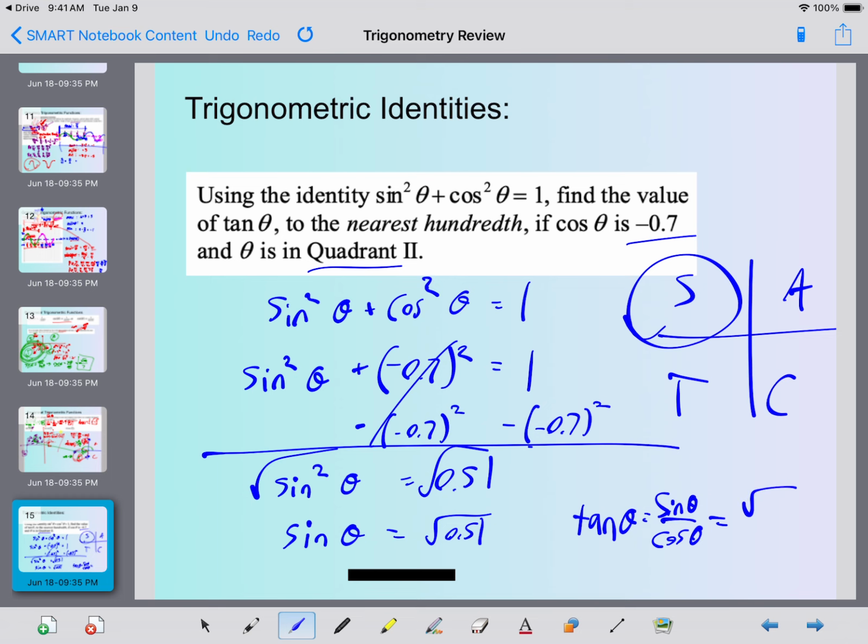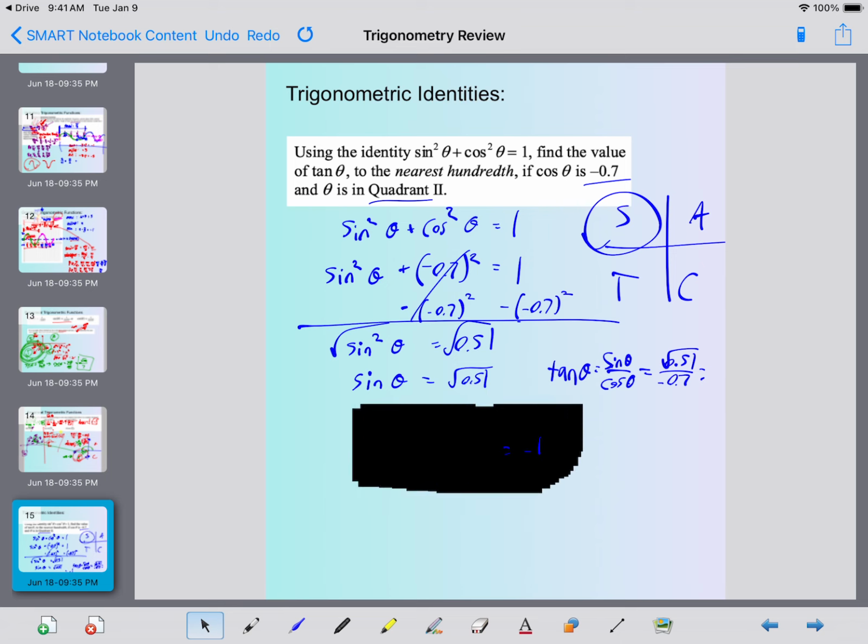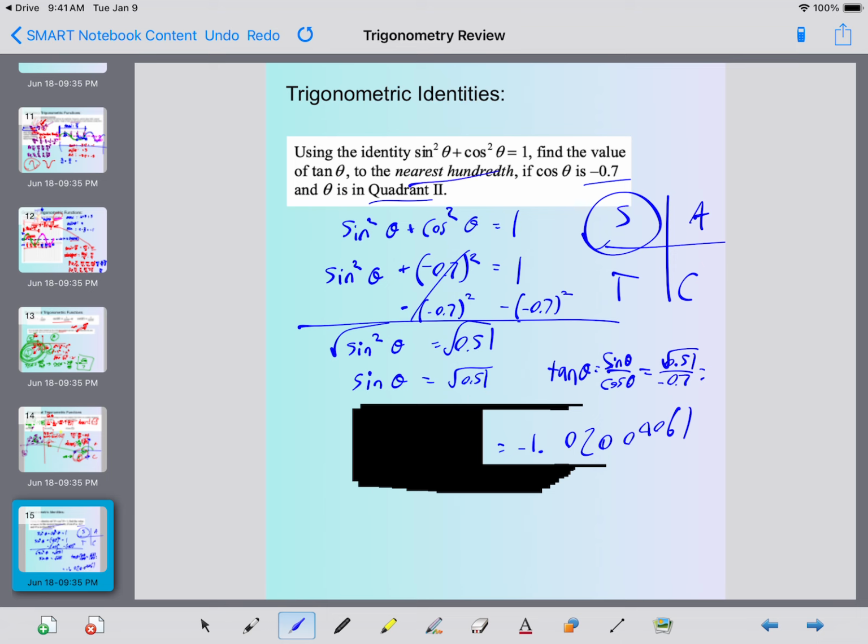But sine theta, radical 0.51. Cosine of theta, negative 0.7. Put that in your calculator. I mean, that's your answer, but put that in your calculator. You end up getting negative 1 point, it's really weird, I don't know what that is, negative 1.020204061. It says to the nearest hundredth, so negative 1.02 would be your answer.